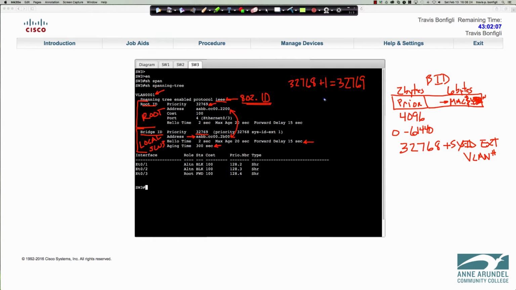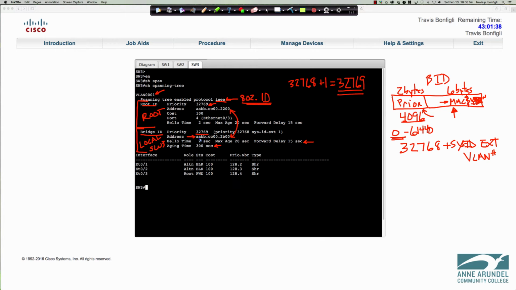And then we add in the system ID extension, which is simply the VLAN number. So that's how we get to this 32,769. So all of the switches have the default value. So then, if the priority is all the same and we have a tie, we then go and look at the lowest MAC address. And so it's lowest priority value that would win out, or if the priorities are all default, we're going to come to the MAC addresses.